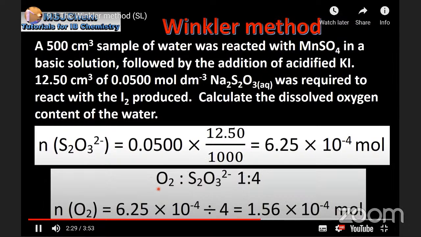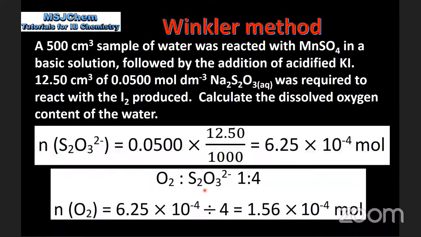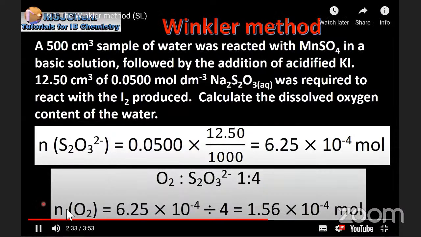Previously, we saw that the ratio of oxygen to thiosulfate ions was 1 to 4. This is our second step. Once you get the number of moles for thiosulfate, and you know from the equation the ratio is 1 to 4, to find the number of moles of oxygen, we divide our number of moles of thiosulfate ions by 4, which gives us 1.56 times 10 to the negative 4 moles of oxygen.